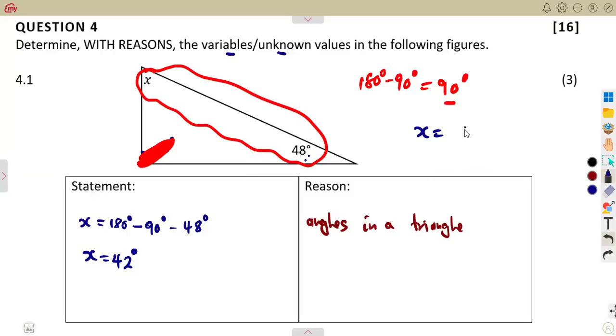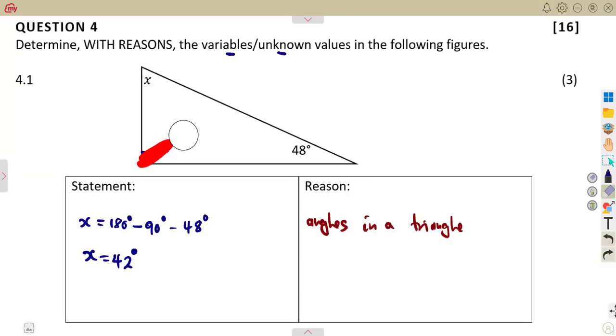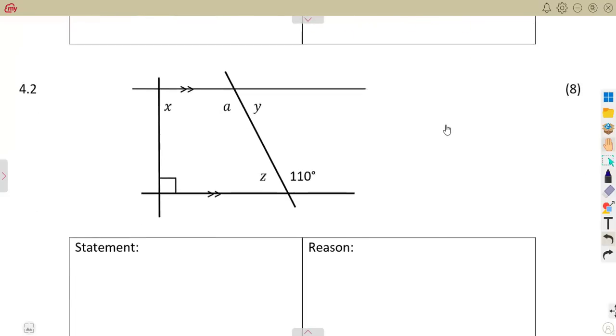x is equal to what? 90 minus 48 degrees, because we know that the remaining angles are supposed to give us 90 degrees. So we could have also determined it that way. Guys, there are so many ways.